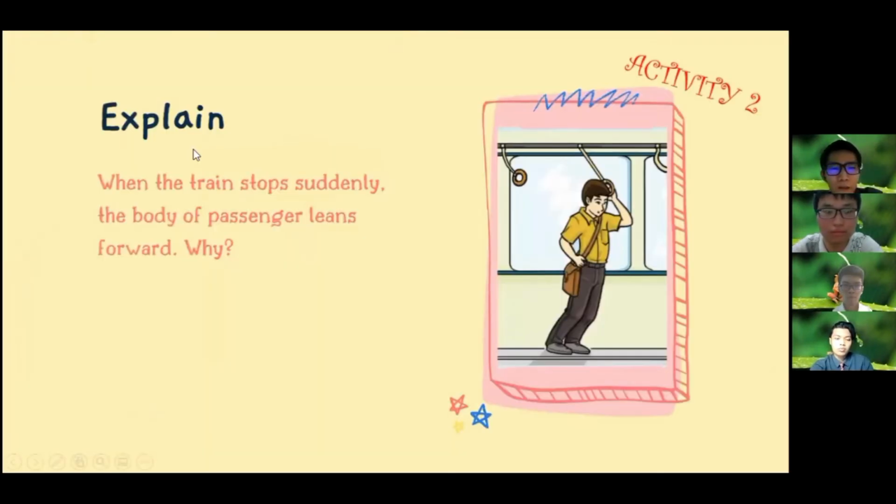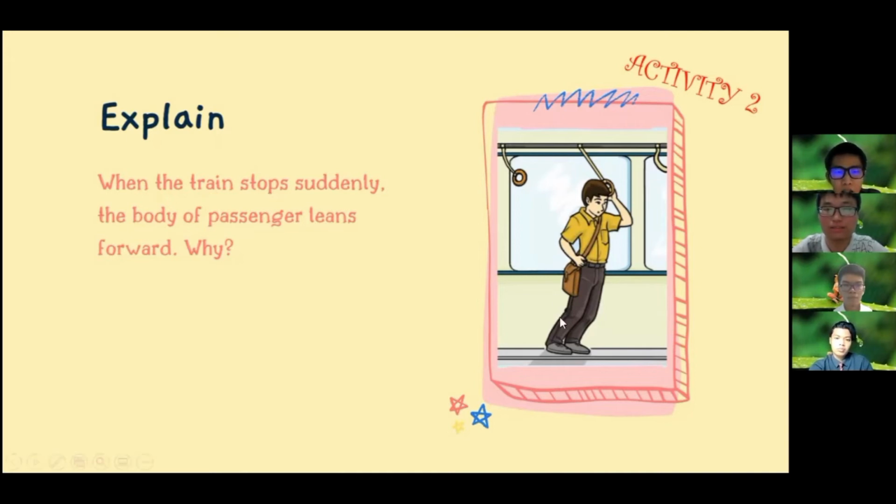Can anybody tell me why the passenger leans forwards when the train stops suddenly, even though nobody is pushing this passenger? Anybody wants to try? Teacher, I would like to try. Yes, please. Initially, the passengers move together with the train at a constant speed. When the train stops, the objects inside the train still tend to maintain their forward motion. Hence, the body of the passenger leans forward for the observer in the train.